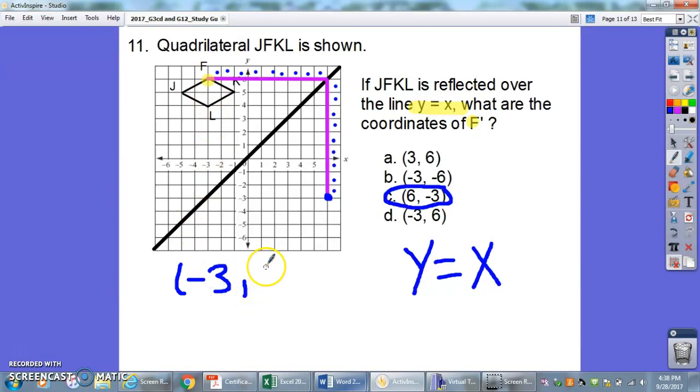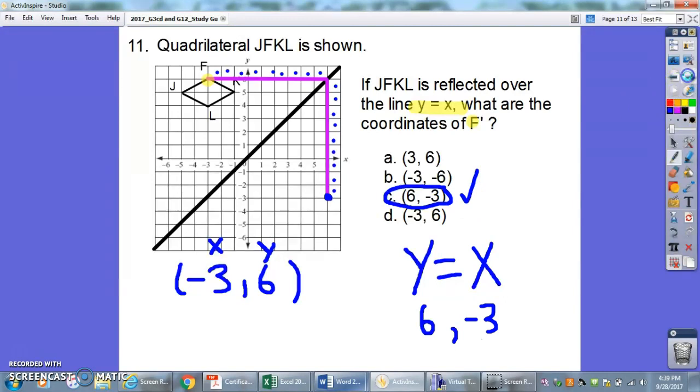Alright, so again, you've done coordinates forever. Your x coordinate comes first and your y coordinate comes second. But since the equation's written as y equals x, you put your y coordinate first, which is 6, and you put your x coordinate second, which is -3. Alright, and so again, it's the same thing.